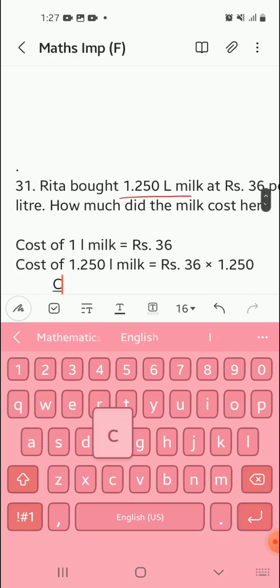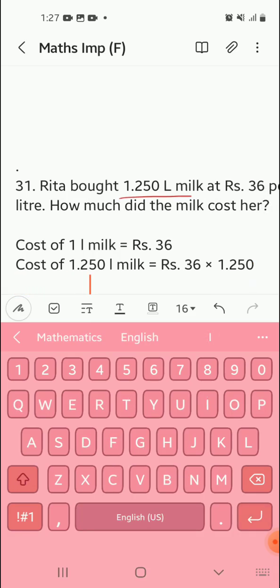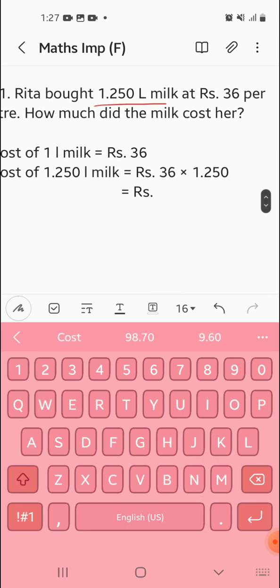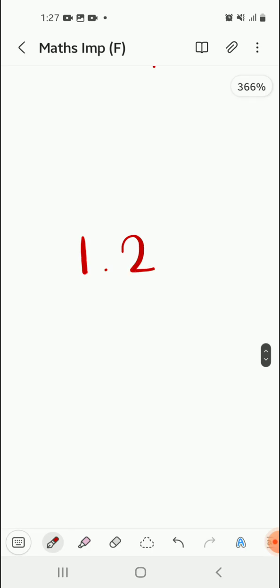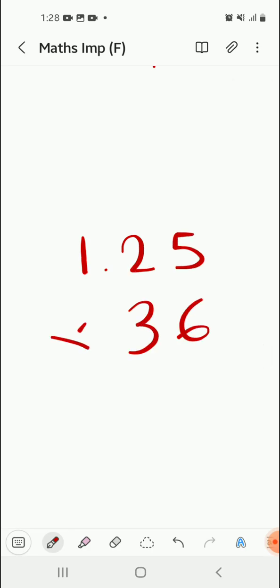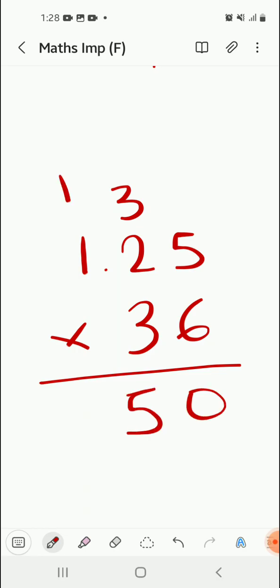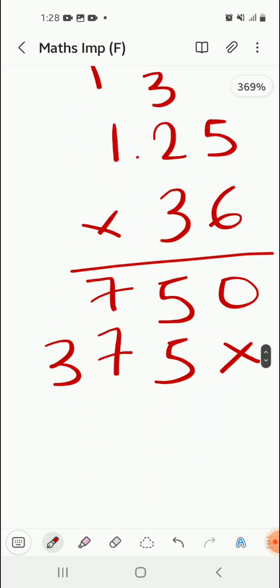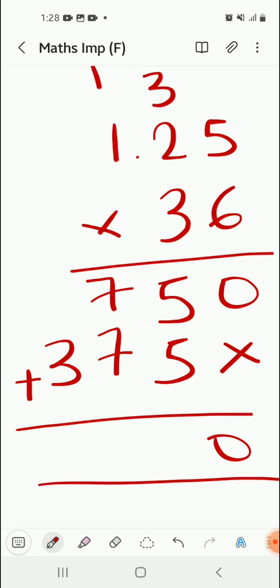My answer will be in rupees, of course, because we have to find the cost. Okay, so this is equal to rupees, we have to calculate it, 1.250, so we'll write it only 1.25 for simplicity purpose, into 36. 6 into 5 is 30, 6 2 is 12, plus 3 15, 6 1 is 6, plus 1 7, 3 5 is 15, 3 2 is 6, plus 1 7, 3 1 is 3, right? Add 0, 5 plus 5 0, 1 7 7, 14 plus 1 15, 45.